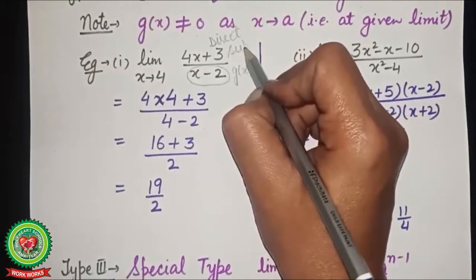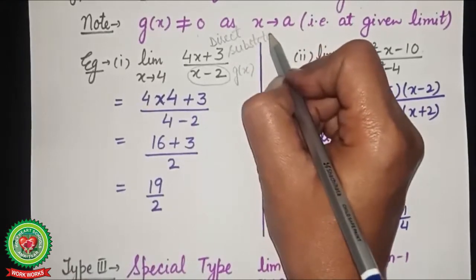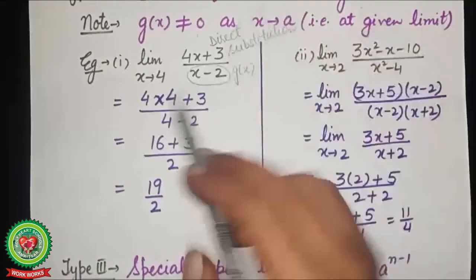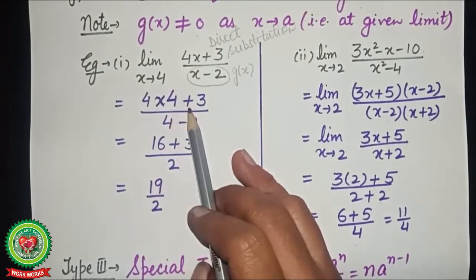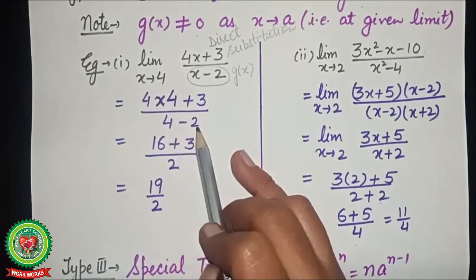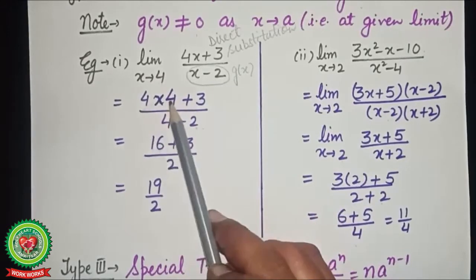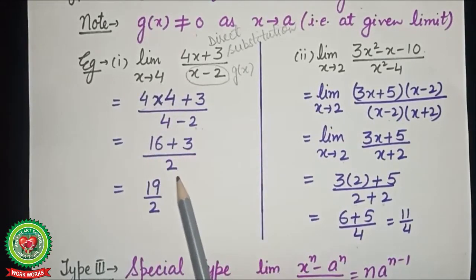So, when you put the value, what is the answer? You can check it. 4 multiply here, x approaches to 4, plus 3 upon 4 minus 2. So, on simplifying, 16 plus 3 upon 2. So, answer is 19 upon 2. Now, let's take the next example where denominator is becoming 0.